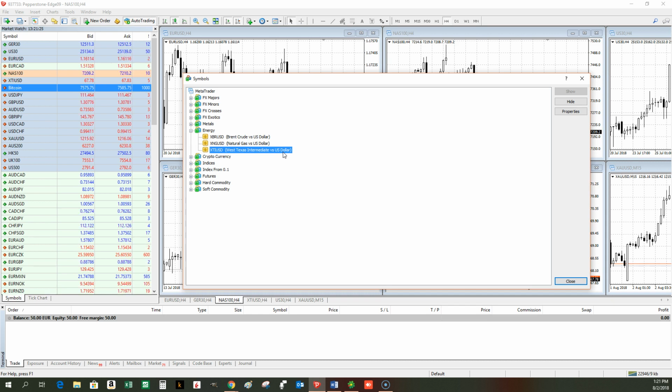I'm going to show you why. You have a very small margin. For 0.01 lot, it's something like 0.62 euro margin on your account, which is nothing. For one lot, you've got something like 60 euros. So it's very small. It's great to trade oil on Pepperstone.